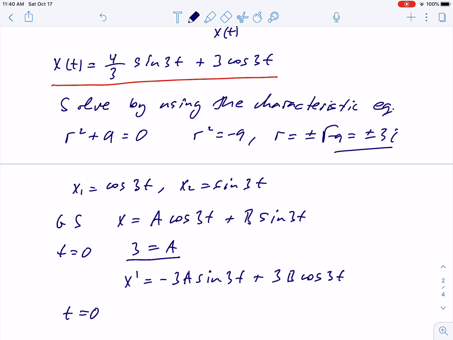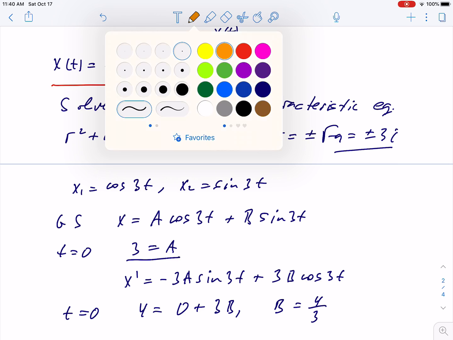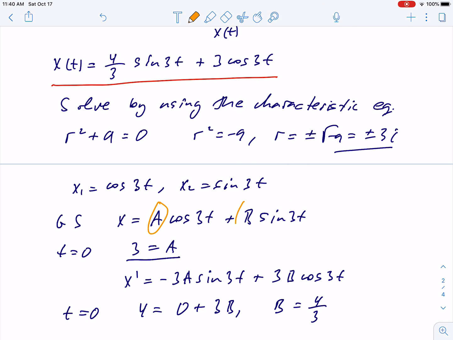Again, setting t equals 0. X prime 0 is 4, so 4 equals 0 plus 3b. And from here, b is 4/3. So again, we find the same answer. B goes with the sine, a goes with cosine. So when we substitute them here, we get the same answer.